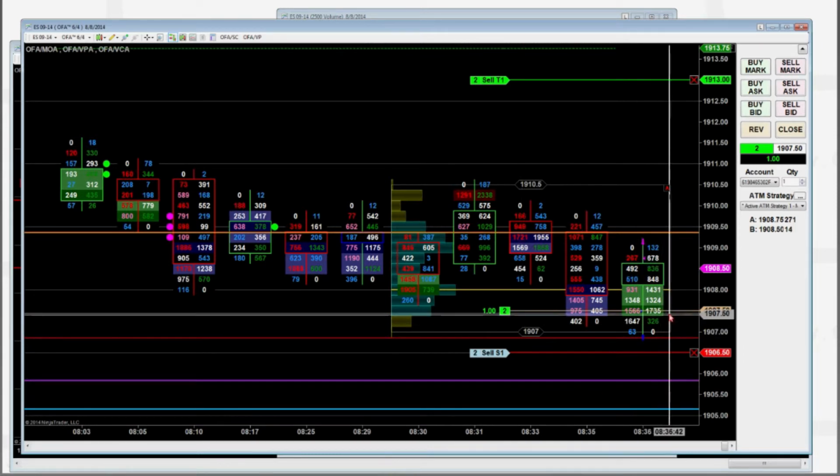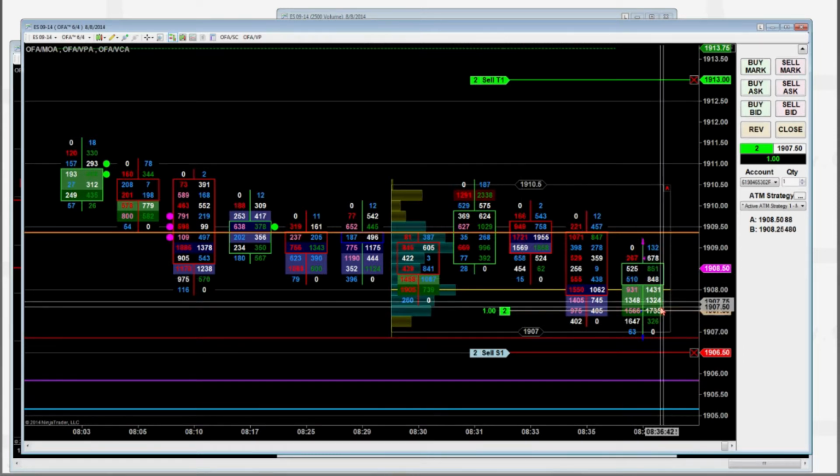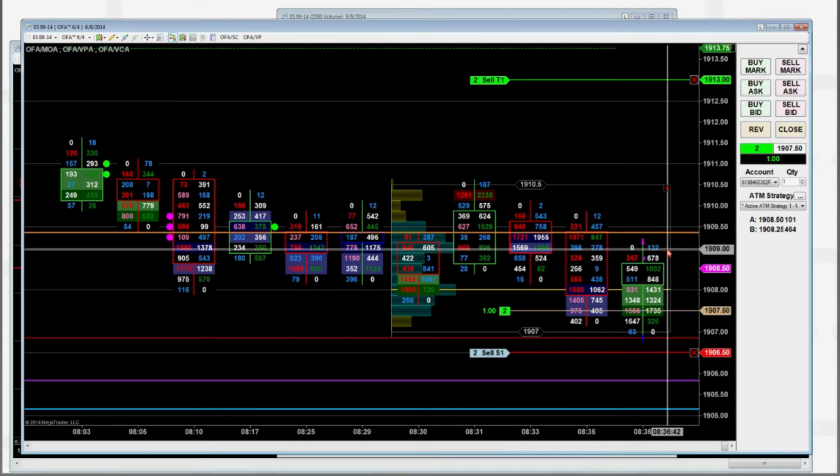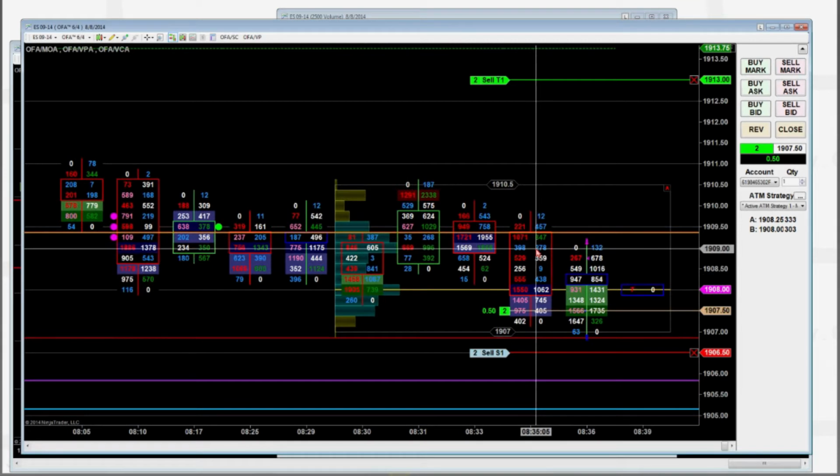Strength at the offer, yes. Looking for strength at the offer through here. And I want to see continued strength. The other thing I want to see is I want to see VPOC shift back up to 1909.